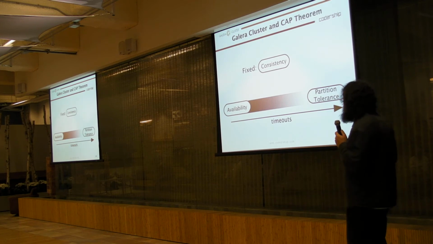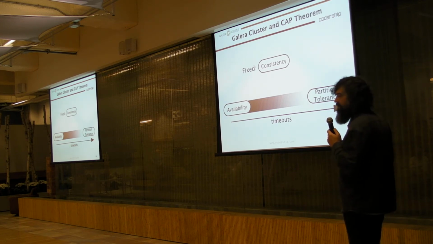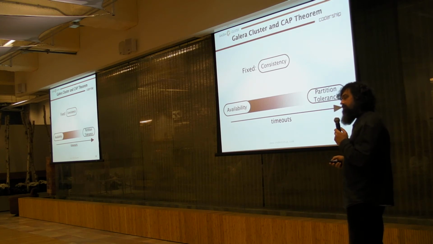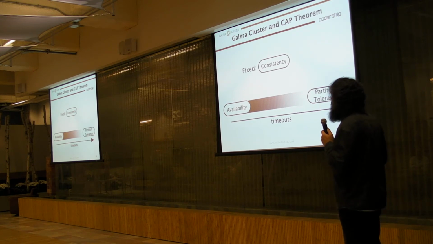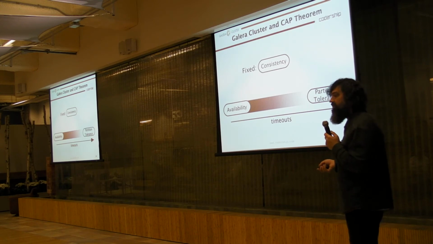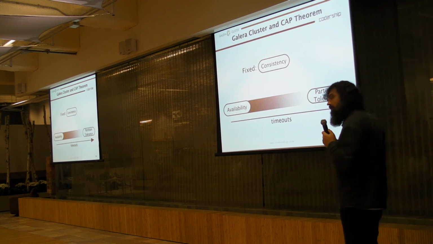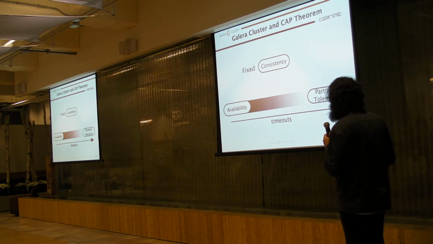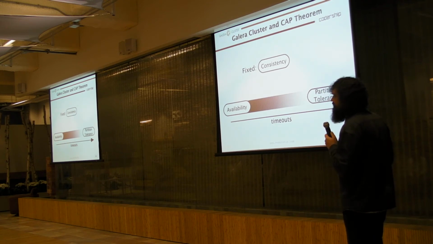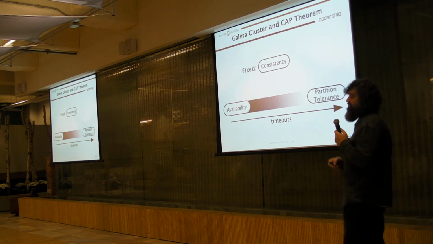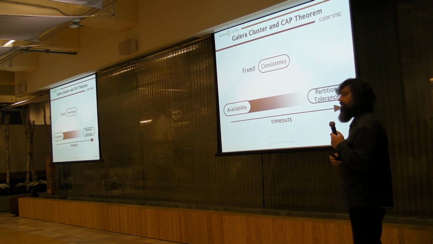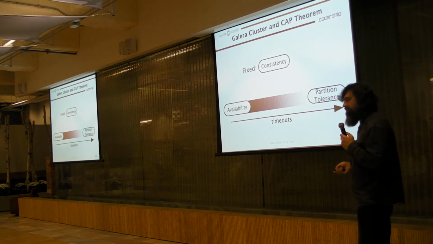And how do you choose that? You change timeouts. The smaller the timeouts, the faster the Galera cluster detects node failure, and so the higher is the availability of the cluster, because you don't wait until the node comes up and stuff like that. The higher the timeouts, the better is partition tolerance, but the smaller is availability, because it will take longer before you actually decide to expel the node from the cluster.